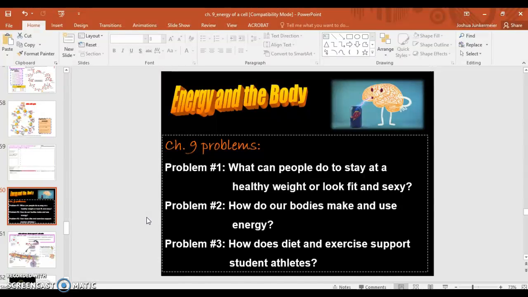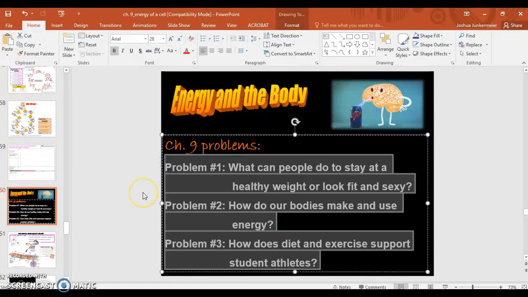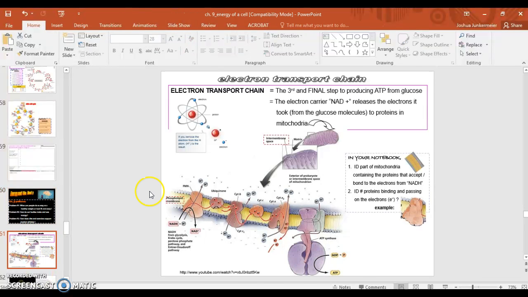So remember, every time we're learning about these things and you're wondering why do we need to learn about these weird molecules or enzymes, this is why, all these problems. These are things that we need to know in life to get along and to feel good about ourselves and to manage our health.